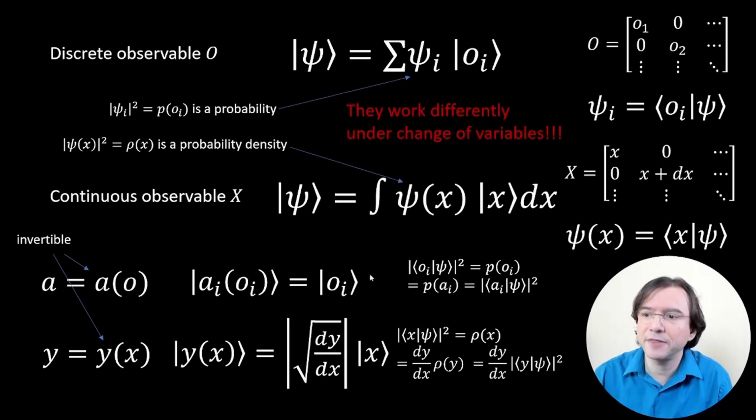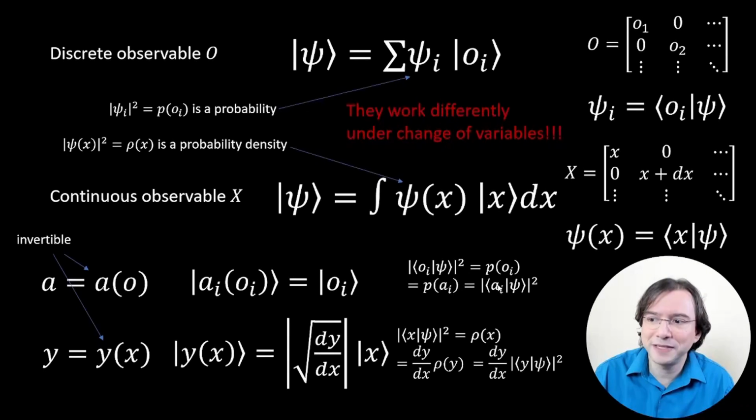And how can we see that? Well, because if we do the inner product of O_i with ψ, we really get a probability. And the probability of getting O is going to be the same as the probability of getting A. So these two are actually the same thing because they have to give us the same number. But if we do the same thing on a continuous variable, so we go from x to y, what's going to happen is that we are going to have the square root of the Jacobian of the transformation.